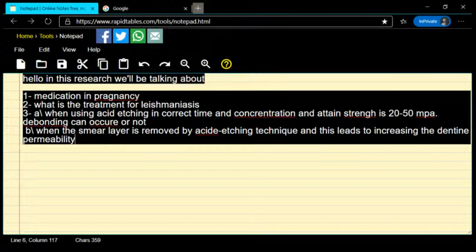This leads to increasing permeability and water presence, so what type of resin should be applied in this condition?